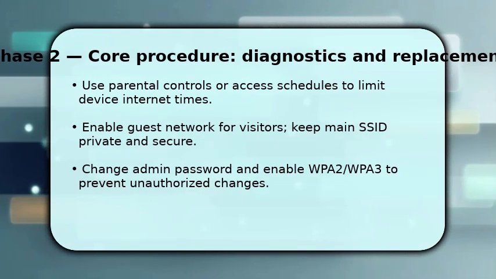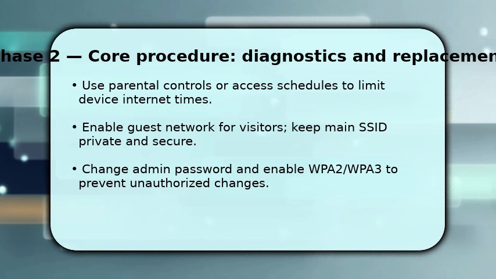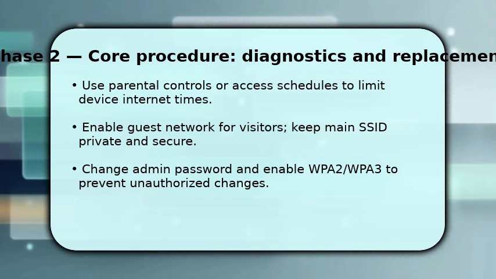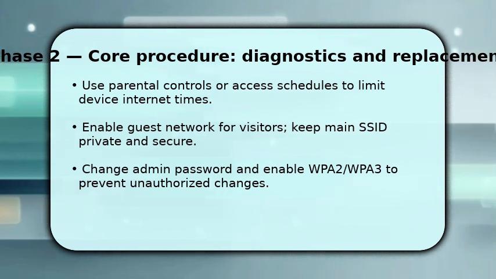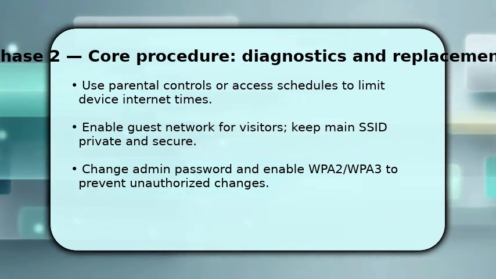Next, you implement benign access limits rather than disruptive interference. This preserves service while managing use. Use the router's parental controls or access scheduling to restrict device internet times, set clear hours, and apply them to listed devices. If visitors need access, enable a separate guest network so the main SSID stays restricted.